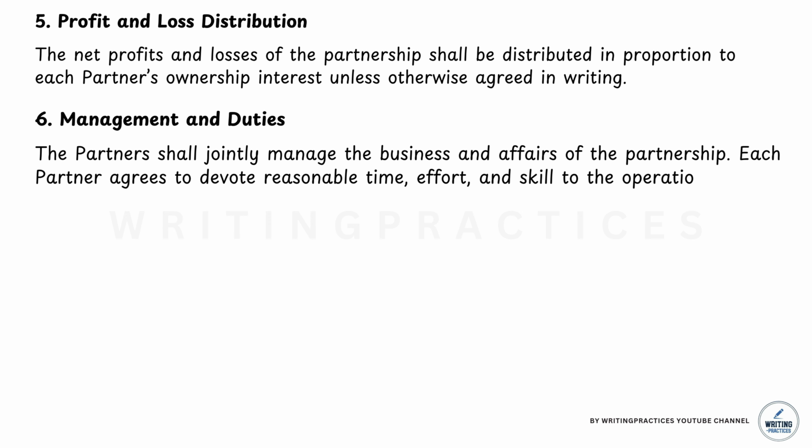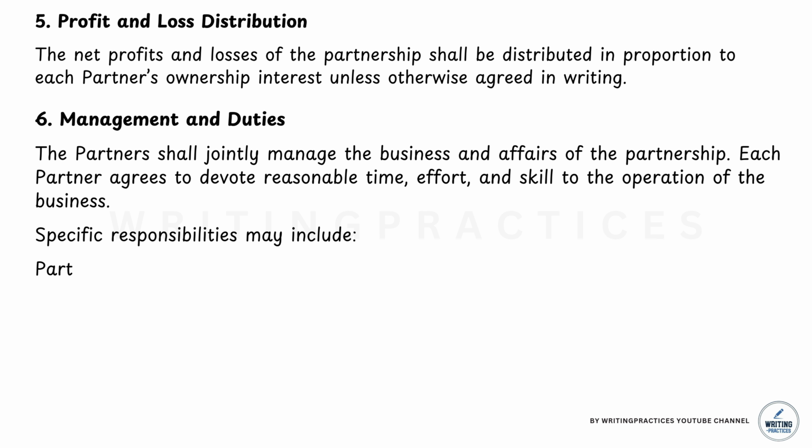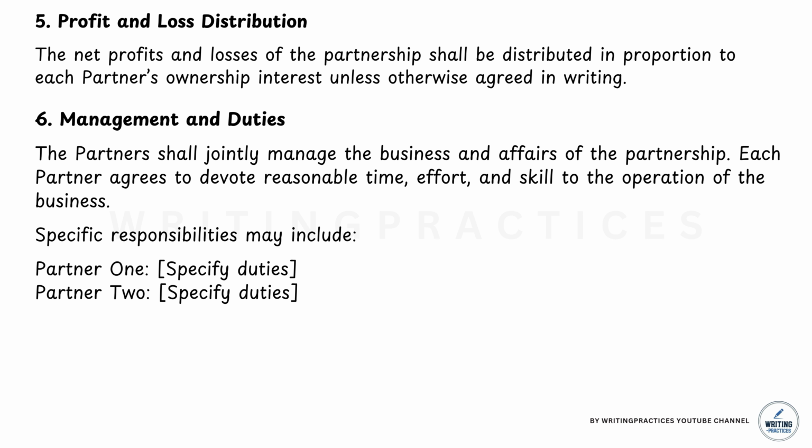Partner 2, specify duties. Here, you explain how the business will be managed and assign responsibilities. You should clearly describe each partner's role. This is important because it creates accountability. Legally, it can be used as proof if a partner fails to fulfill their duties.